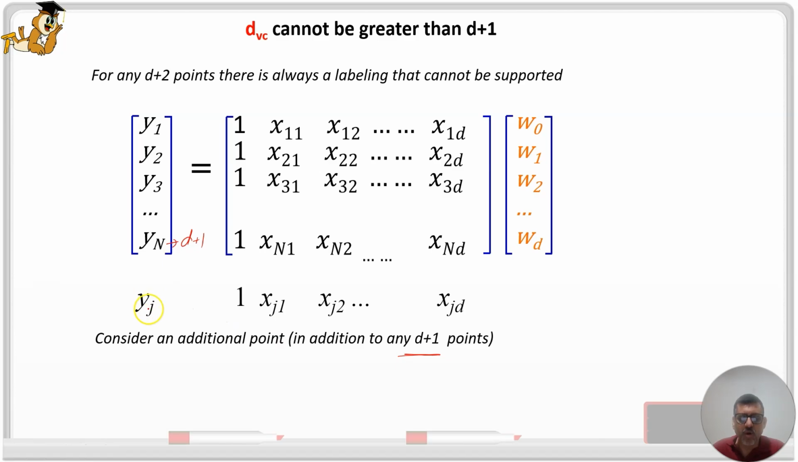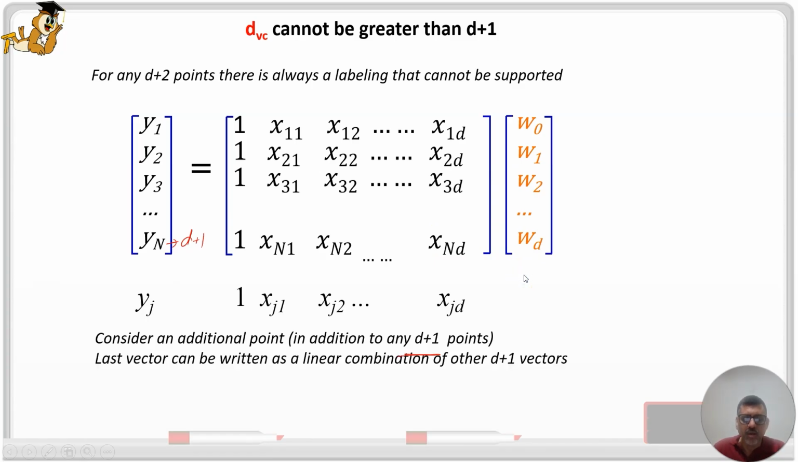I call that point j, and I say yj equals 1, xj1, xj2, and so on till xjd, and this is going to, of course, multiply this weight vector. Now, this last vector can always be written as a linear combination of these d plus 1 vectors.